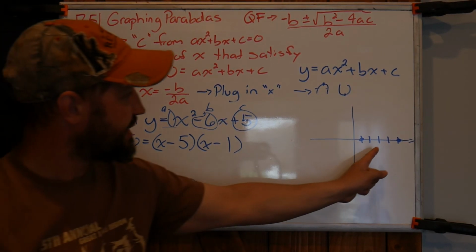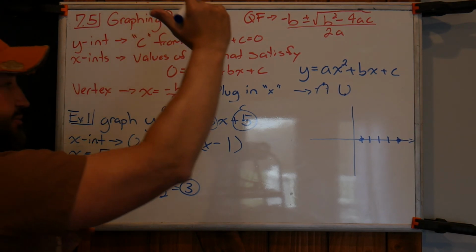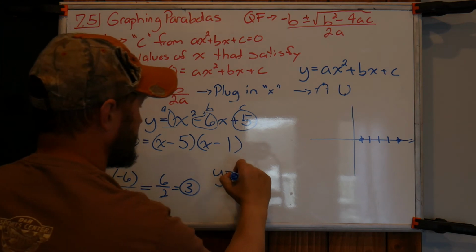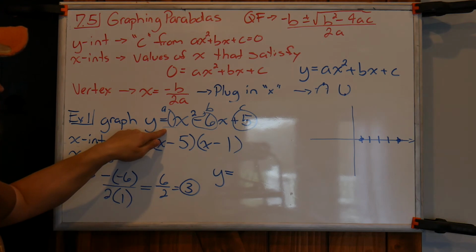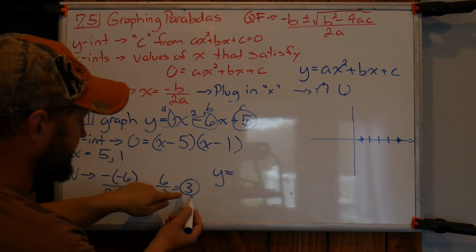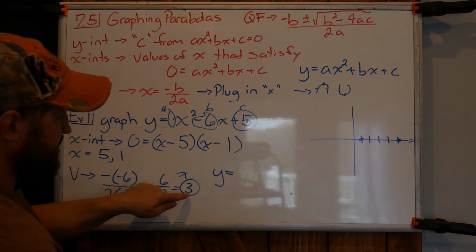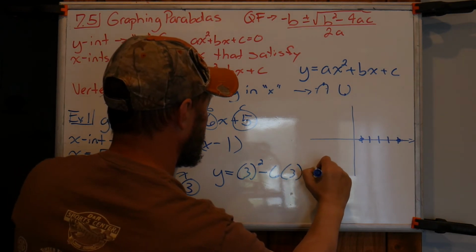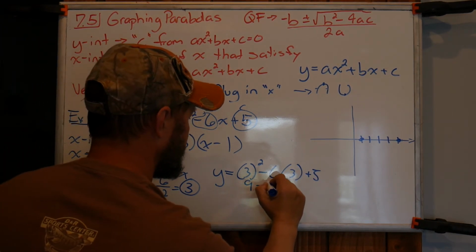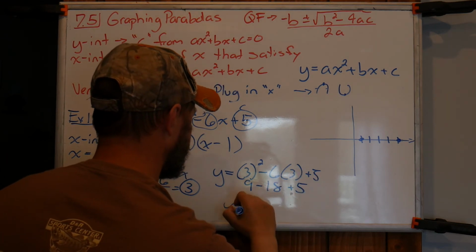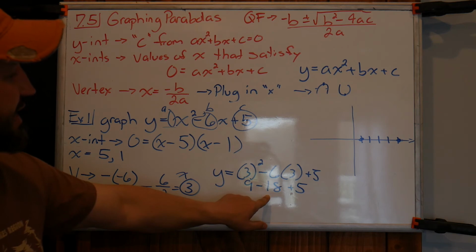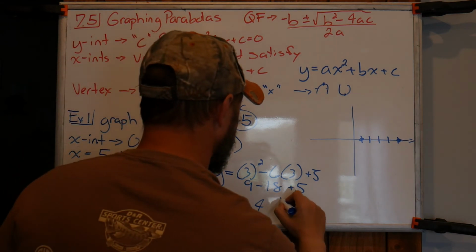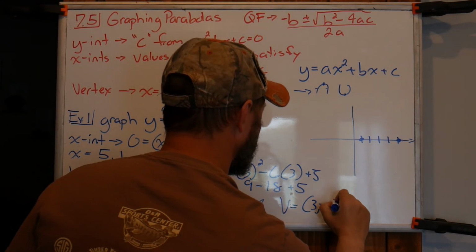That's my x value. I know my x is 3, but I don't know if it's up here or down here, so I need to solve that. So I take my y equals, go back to the original equation, and now I have solved x. My x is 3. So now I have 3 squared minus 6 times 3 plus 5. So I have 9 minus 18 plus 5. Well, that's negative 9 plus 5, which is negative 4. There's my point. My vertex is (3, negative 4).